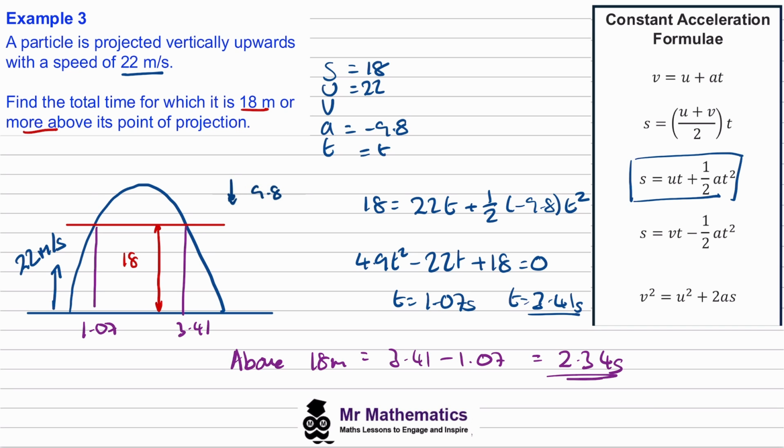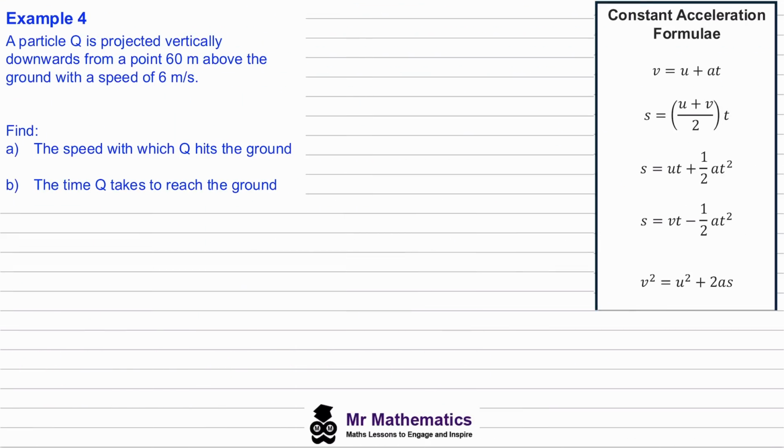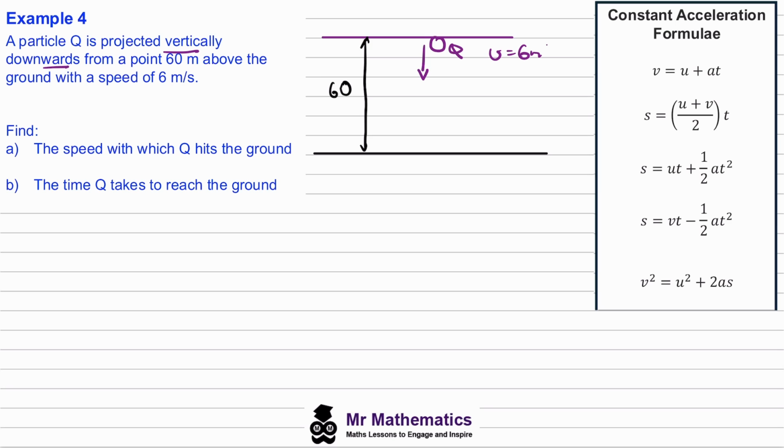Let's try one more question. So finally, for question 4, again, do you want to read through this question and try and work out parts A and B? Okay, so welcome back if you had a go. So our diagram, because it's being projected vertically downwards, we'll have our line, and it's being projected in this direction. I'll call this Q. And we're told that the ground is 60 meters below the point of projection. So we'll say that this is 60. And the speed is going to be the 6 meters per second.